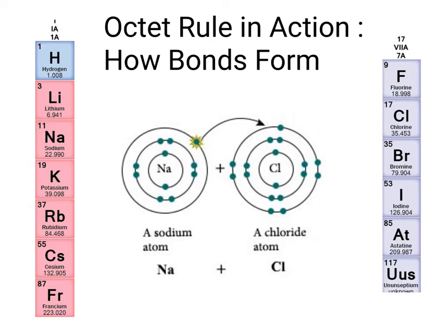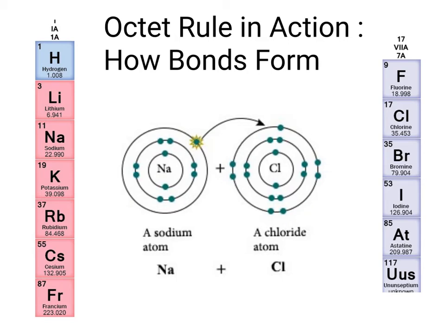Now, let's just review. Remember, the first electron level only wants 2. Notice sodium only has 2 in its first level. Same with chlorine. It only has 2. The second level, remember, wants 8 electrons. So you'll notice that both sodium and chlorine have 8 electrons in their second shell. The third shell, if you notice for sodium, only has 1 electron, and chlorine has 7 electrons.